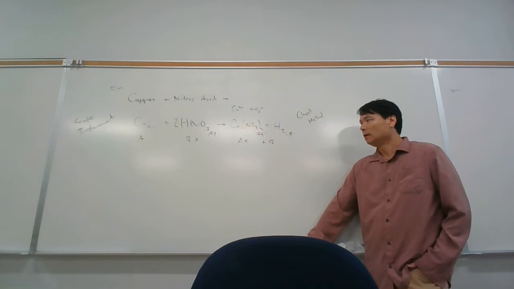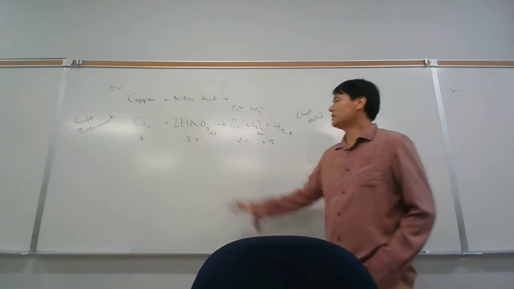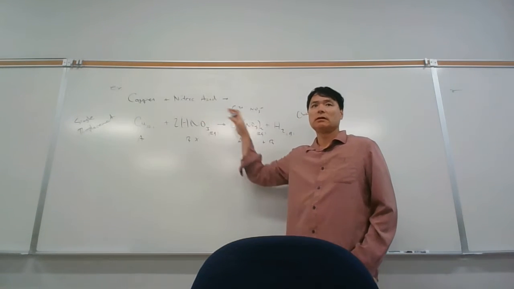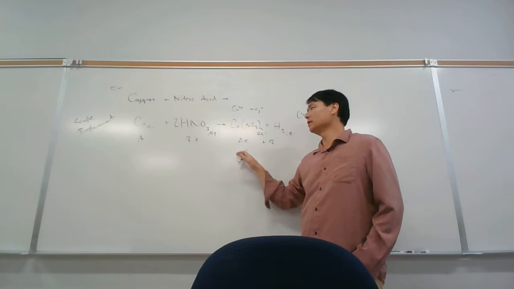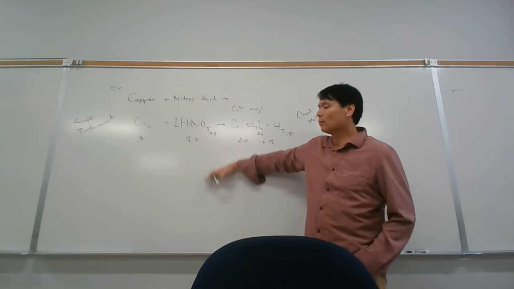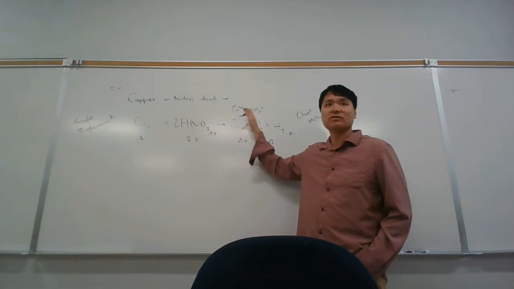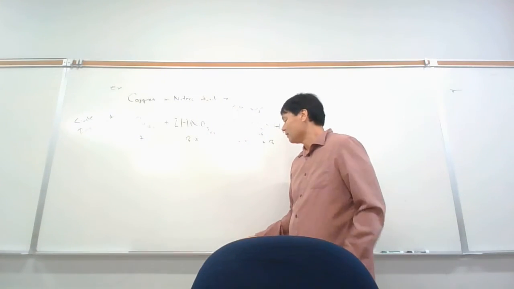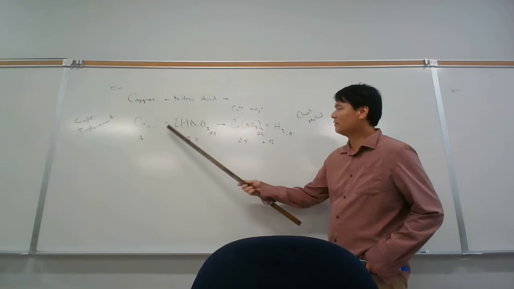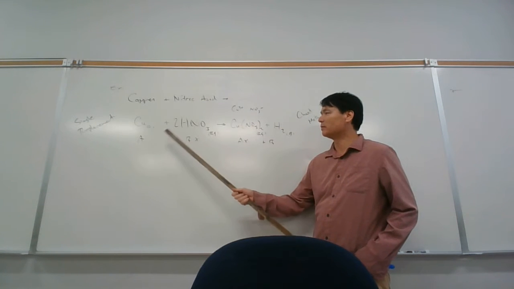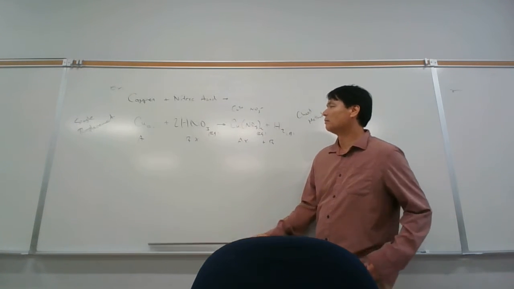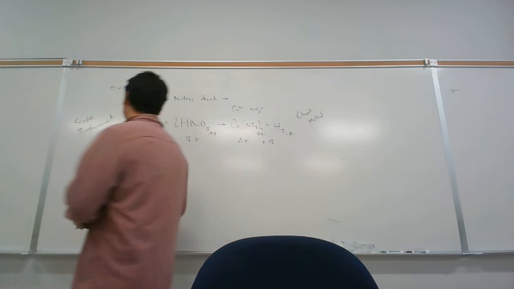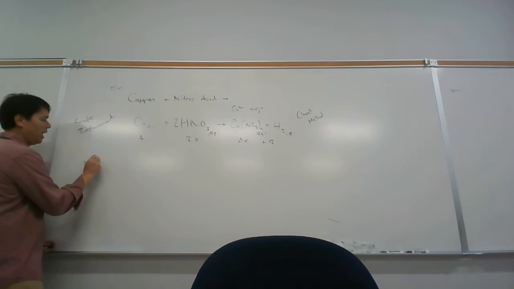Now, we want to know which way is the downhill direction. If the forward is downhill, then this should happen. If the forward is uphill, then that's going to prevent this from happening. What is that? The driving force. So we want to know, is there a driving force for this reaction or no driving force? For single replacement, we look at the activity series.